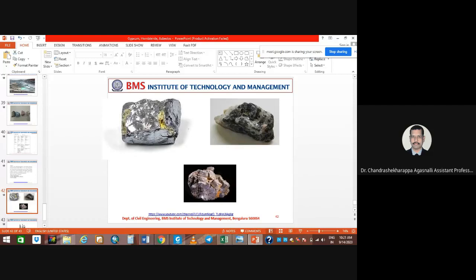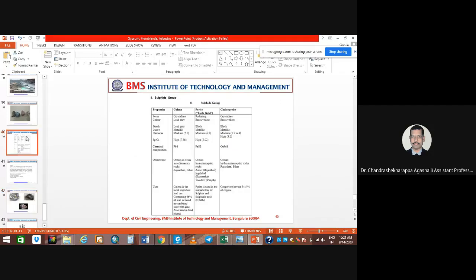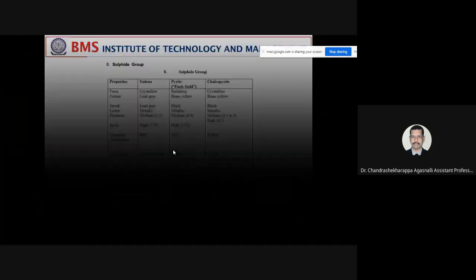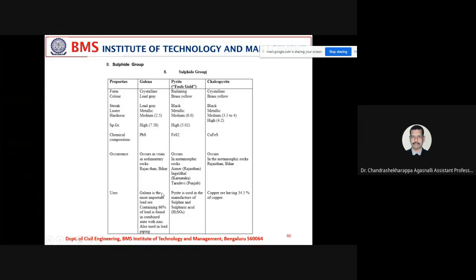Generally, Galena is the most important lead ore containing 60% of lead in the mass, combined in the state of zinc, and also used as lead piping. Okay, lead piping. Galena is crystalline. It forms as crystals, and the color will be lead gray.